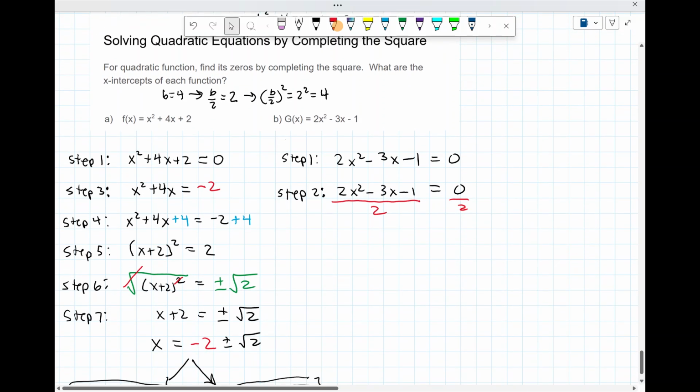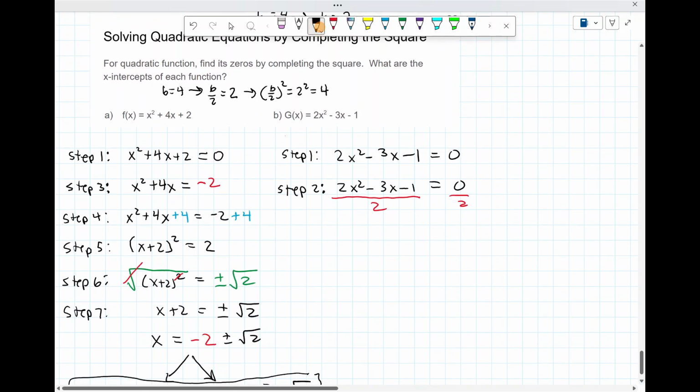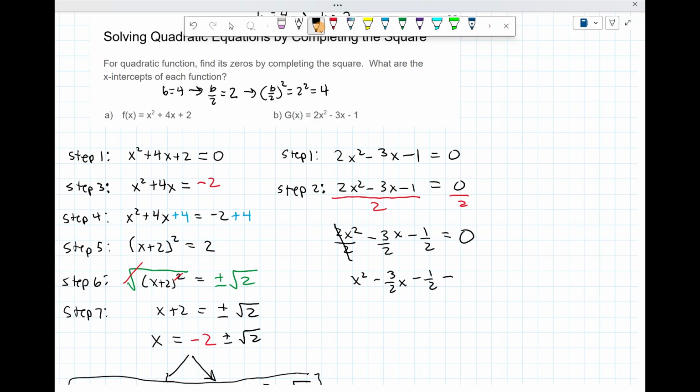Now I'm basically going to distribute that dividing by 2. So each term on the left-hand side gets divided by 2. And notice that 2 divided by 2, these cancel out. Now the other fractions, negative 3/2 and negative 1/2, can't be simplified. And so what we're really left with is x squared minus 3/2 x minus 1/2 equals 0.